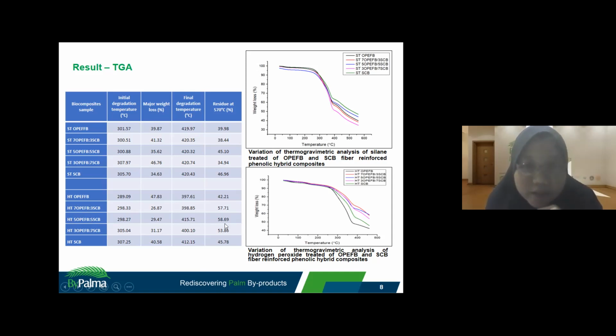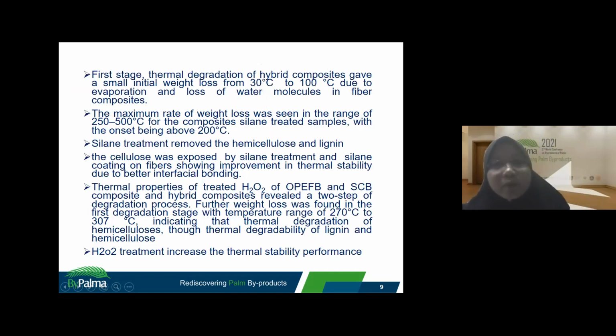We can see the highest residue here, which is 58.69%. For the first stage, thermal degradation of the hybrid composite gives a small initial weight loss from 30 to 100 degrees C, due to evaporation and loss of water molecules in the fiber composite.